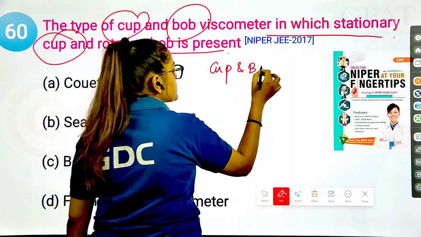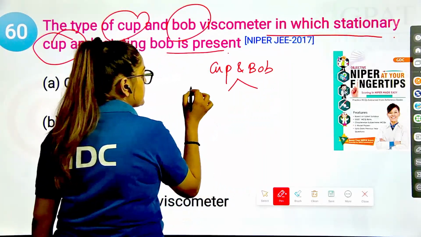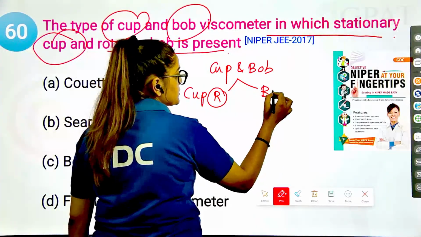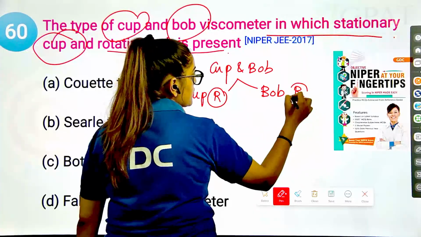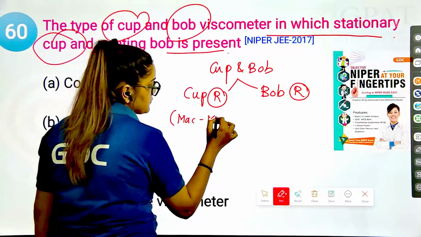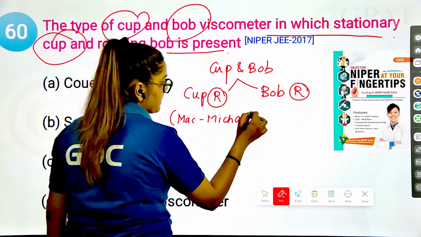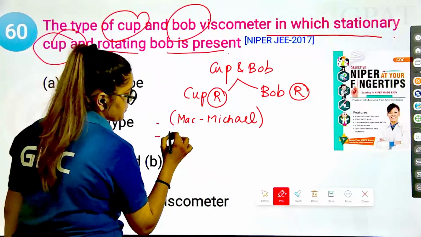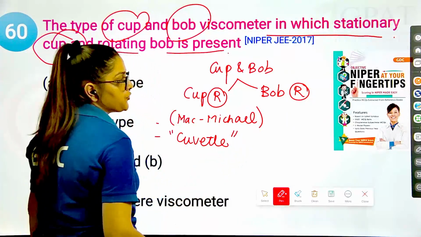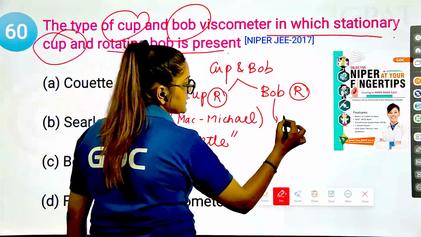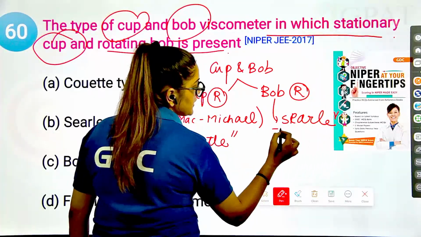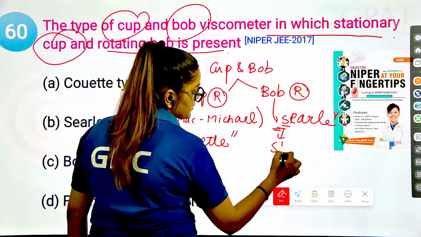In the cup and bob viscometer, there are two possibilities. In one possibility, the cup is going to rotate. In the second possibility, the bob is going to rotate. An example of such is the Couette viscometer. This is mainly known as the Couette type, in which the cup rotates. In which the bob rotates, it is known as the Searle type. The example also is none other than the Stormer viscometer.